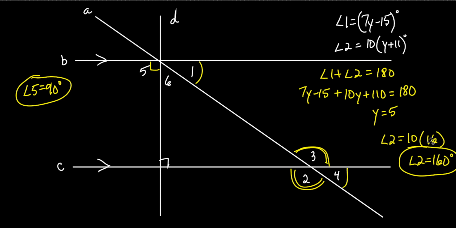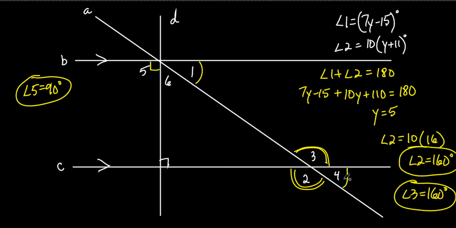What's another one? Super easy without any math at all. Angle 3 is what? 160. Give me a reason. What's the reason? Because they are vertical angles. They're vertical angles. And vertical angles are equal to each other. Okay, so I know that.